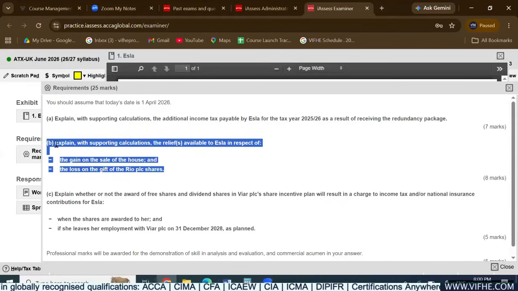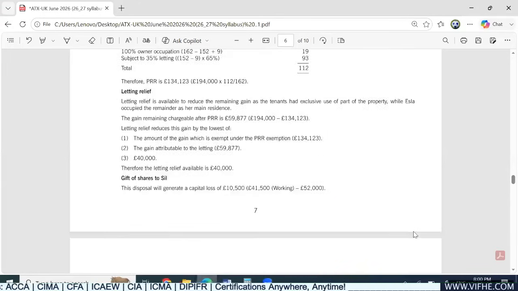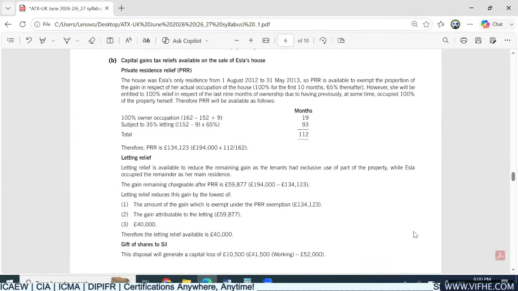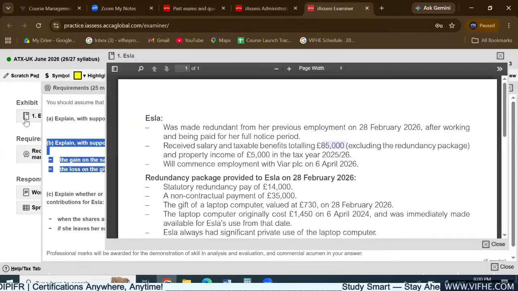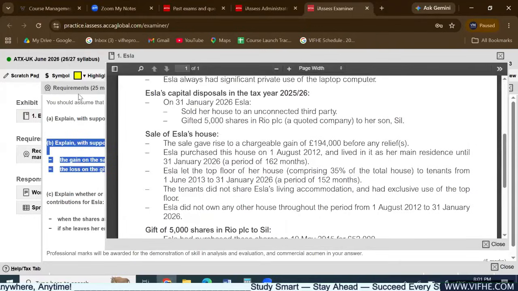I'm just going to show you the standard solution right away, and we'll be explaining everything side by side because the time is already up and I know that it's already 3 hours since we started. So exactly what the exhibit says in respect of the disposals, that she has sold her house to an unconnected third party, and as well as she has gifted 5,000 shares in Rio Public Limited Company to her son, Sil.